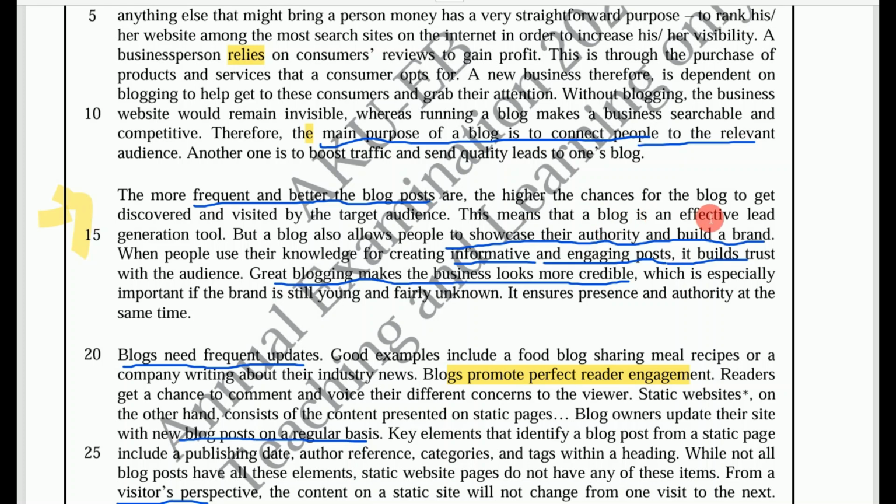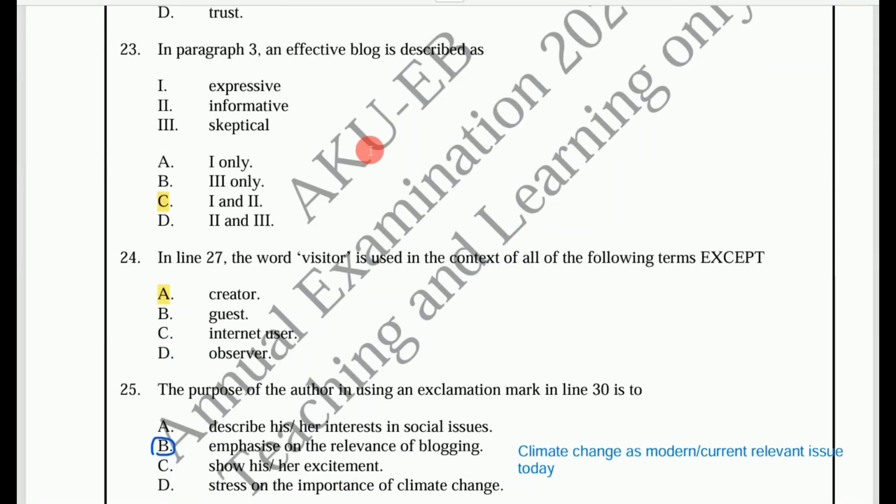And then this means that a blog is an effective lead generation tool. How? The one which allows people to showcase their authority and build a brand. And apart from this, a good effective blog is the one where people use their own knowledge for creating informative and engaging posts, which will obviously build trust with the audience, and great blogging makes the business look more credible. So here the main ideas are informative, engaging, and credibility, talking about the entire passage. So let us move to the questions.